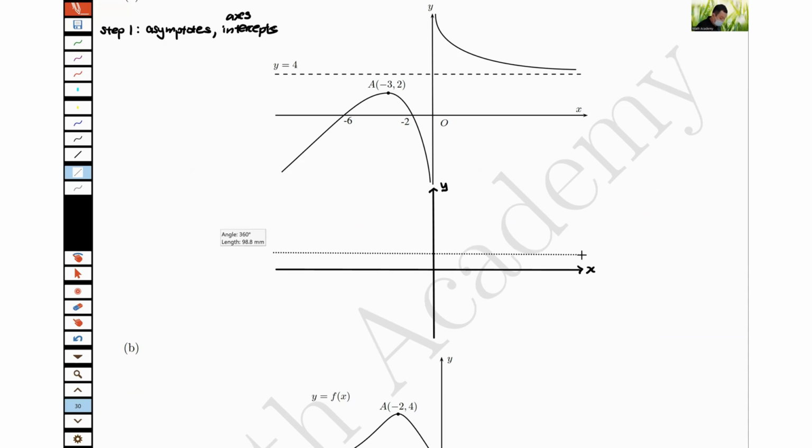Horizontal asymptote is the easiest because it will just be a change in value. If it was initially 4, now it's going to be 1/4.